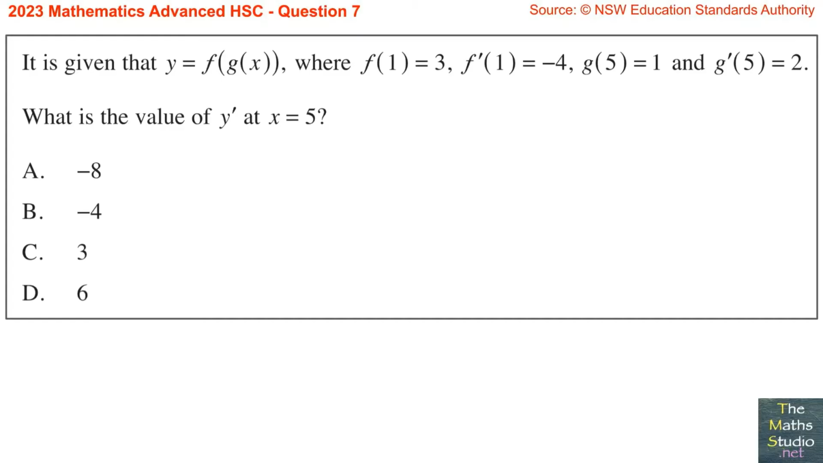Question 7. It is given that y equals f of g of x, where f of 1 equals 3, f dash of 1 equals negative 4, g of 5 equals 1, and g dash of 5 equals 2. What is the value of y dash at x equals 5?